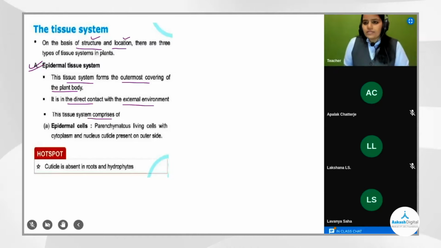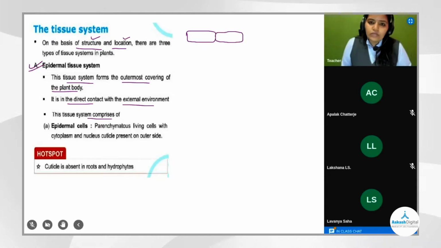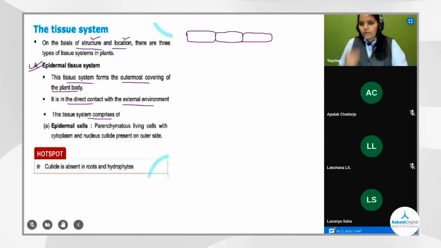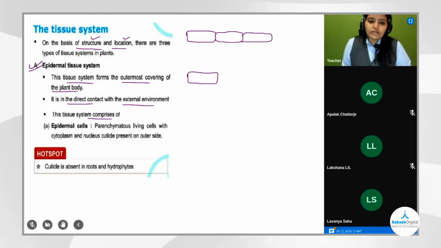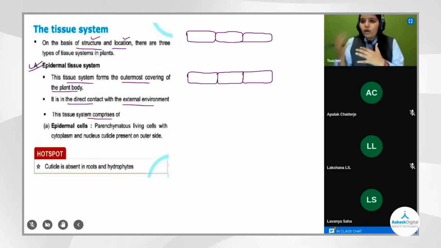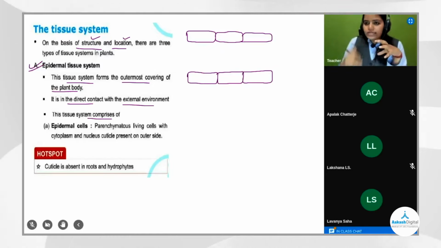This tissue system comprises so many things. The first one is epidermal cells. So these are the epidermal cells. This is how the epidermal cells look like. Now they are present on root also, stem also, leaves also, right? If they are present on the leaf, are they present on both sides of the leaf? Because leaf has two sides, right? A dorsal and a ventral side. So when we talk about two sides of the leaf, both should have epidermis, right? So they both have epidermis.